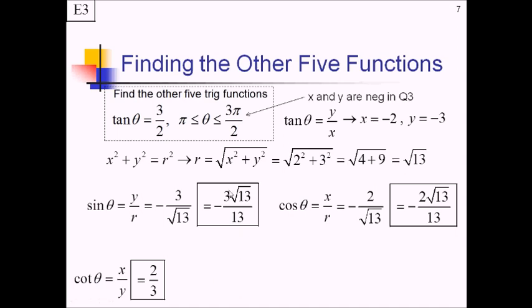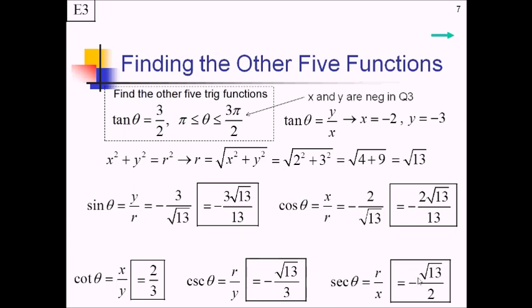Now, once you've gotten sine, cosine, and tangent, you get the other 3 functions pretty much for free. So we know that cosecant is the reciprocal of sine. So instead of negative 3 over radical 13, cosecant, which is r over y, is going to be negative radical 13 over 3. And the nice thing for this one, since the radical's already in the numerator, we don't have to do any fancy rationalizing. Secant is going to be the reciprocal of cosine, r over x. So that means we're going to have negative radical 13 over 2.